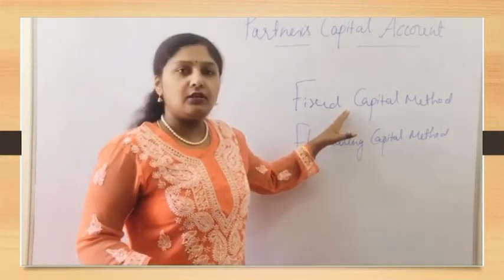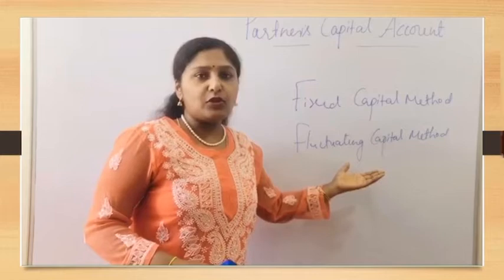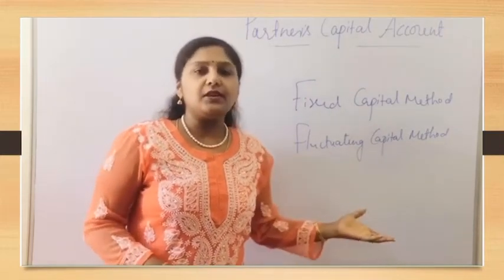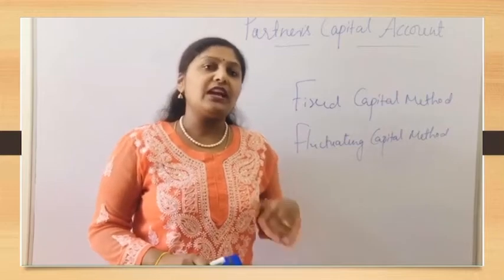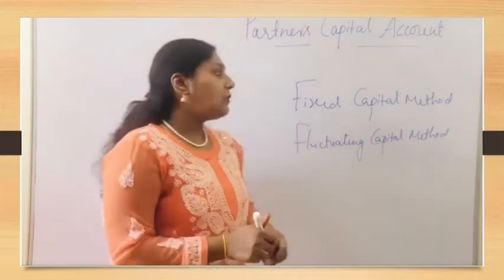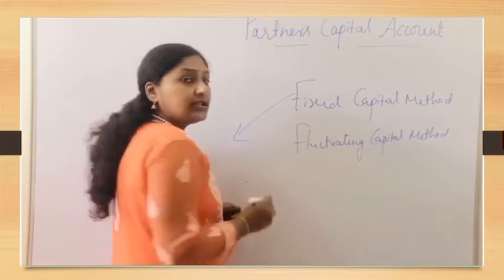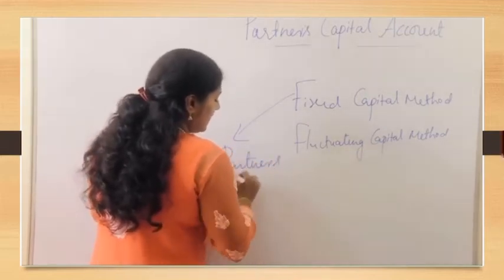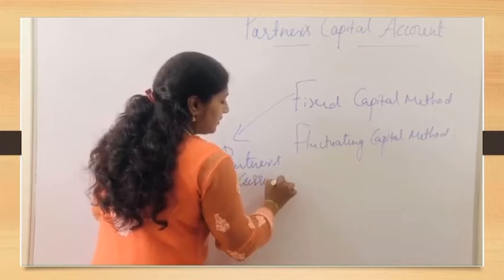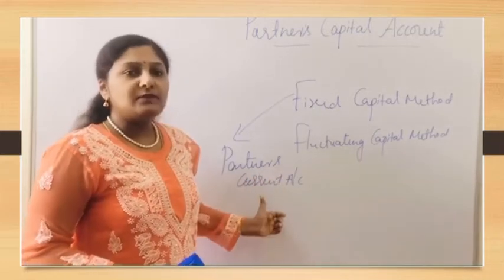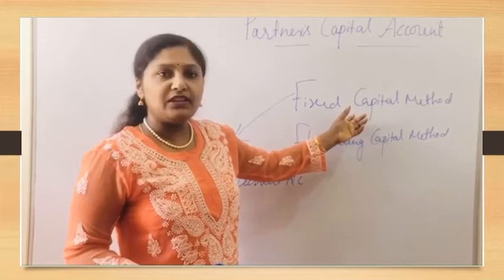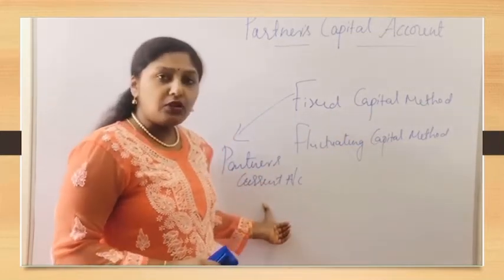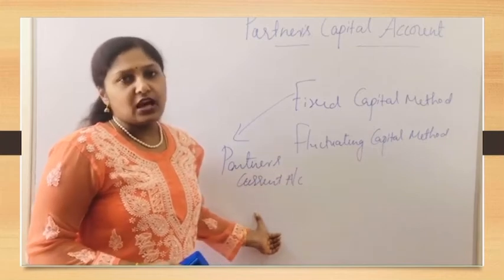So first one is fixed capital method. As the name only says, here the capital account need to be fixed always. So any adjustment related to the partner's capital account will be considered in other account, and we call that particular account as partner's current account. So partner's current account is basically prepared under the fixed capital method, wherein the adjustment related to the partners will be considered in a separate account, and we call it as partner's current account.